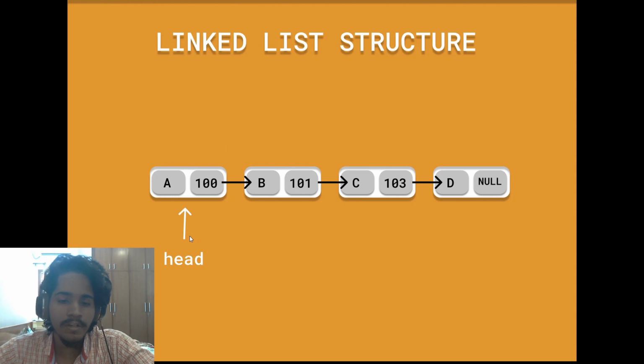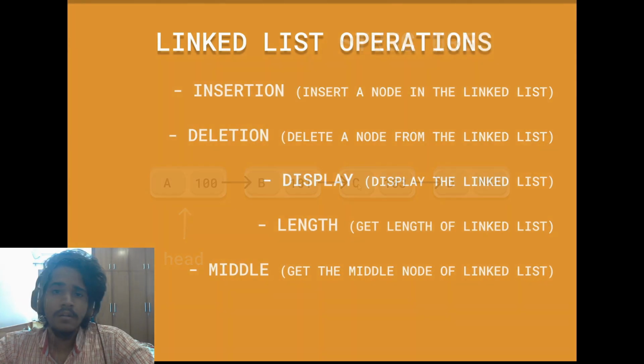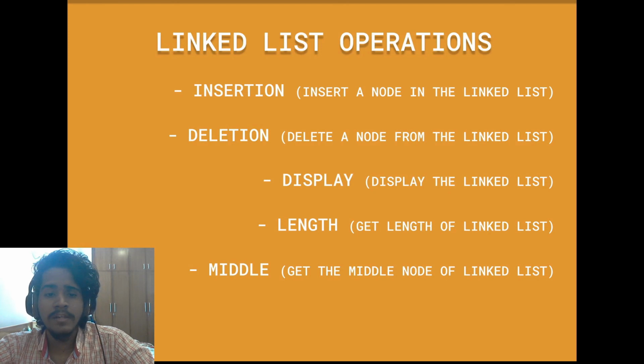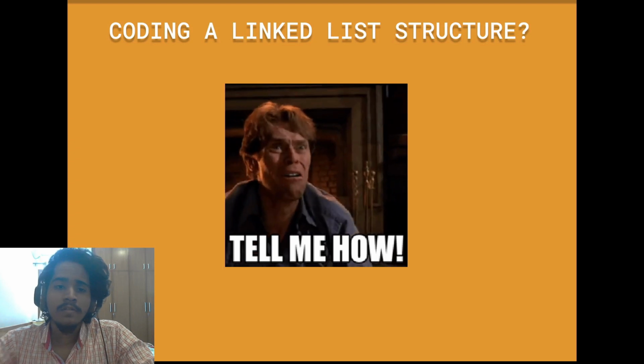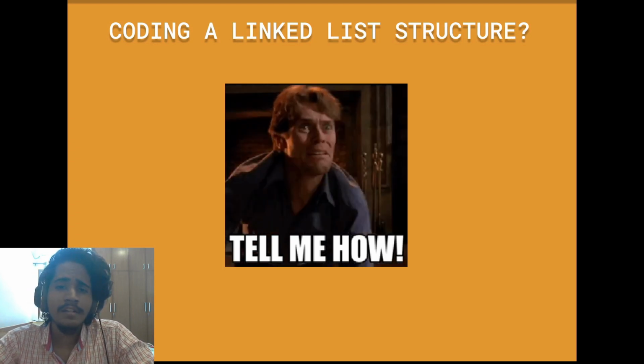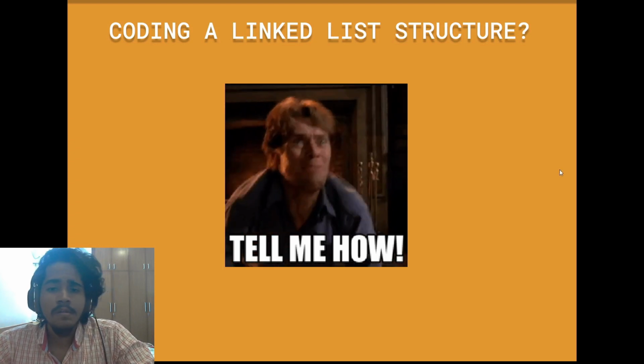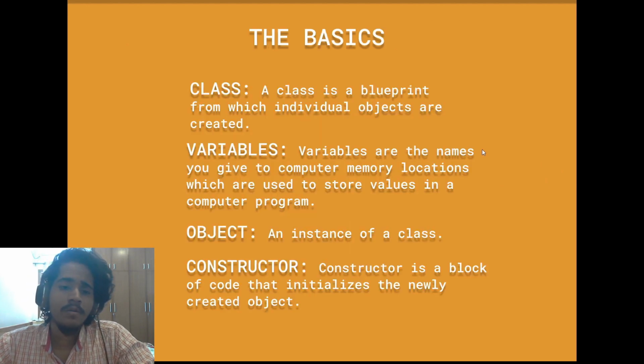This will be useful in traversing the whole linked list for carrying out different operations such as insert, delete, search, get length, etc. These are the different linked list operations we'll be covering today: insertion, deletion, display, length, and one special case, that is to get the middle term of a linked list. Before we move on to the different operations, we'll have to know how to code a linked list structure. For that, we'll have to look into the basics now.